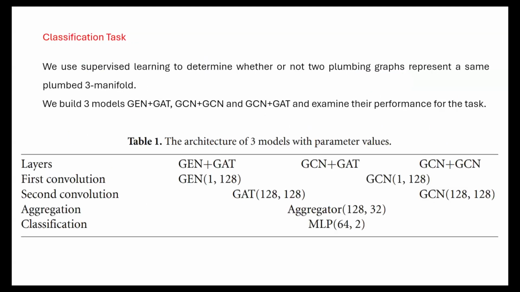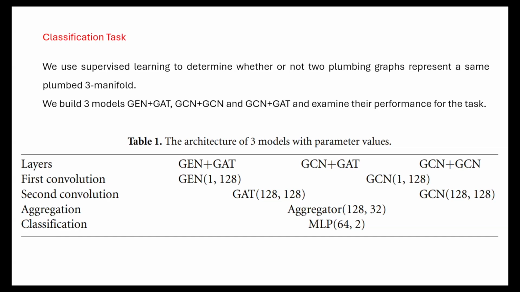Yeah, so now we are ready to examine the graph neural networks for classification tasks. We utilize supervised learning to determine whether or not 2 planning graphs represent the same prime 3 manifolds up to homeomorphism. In order to compare the performance of various networks, we build three models: GEM plus GAT, GCN plus GCN, and GCN plus GAT. The names of the models show the first convolution layer and then the second convolution layer.